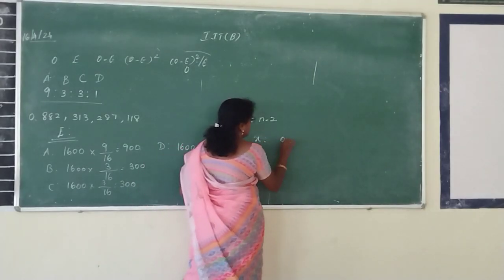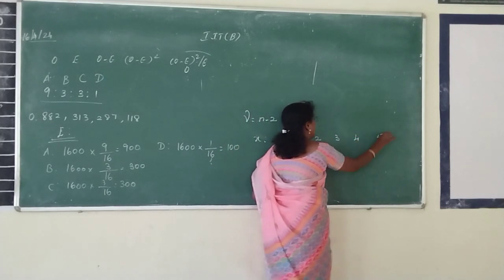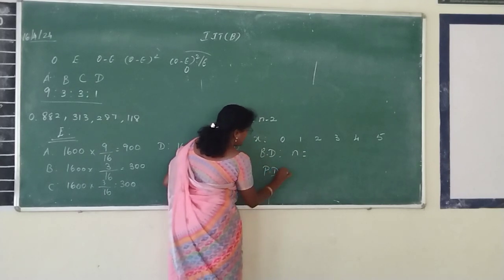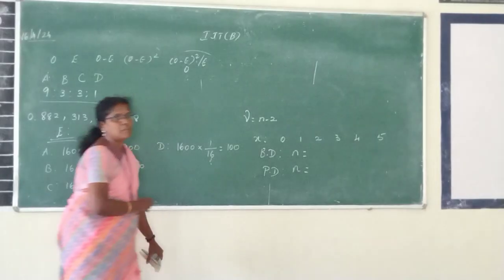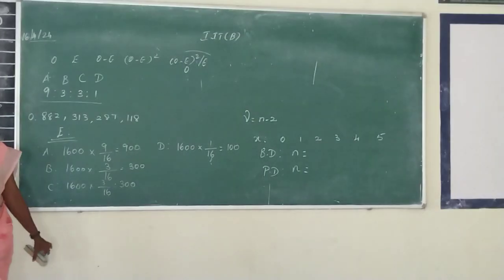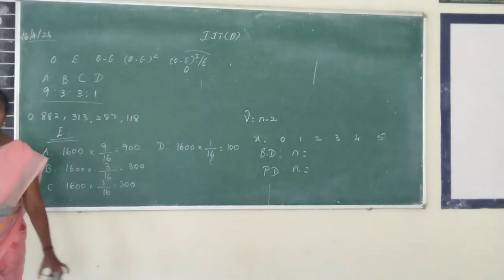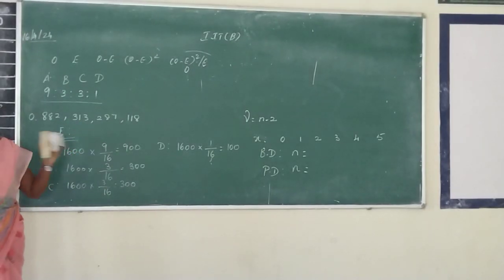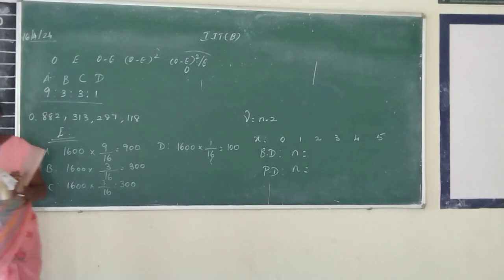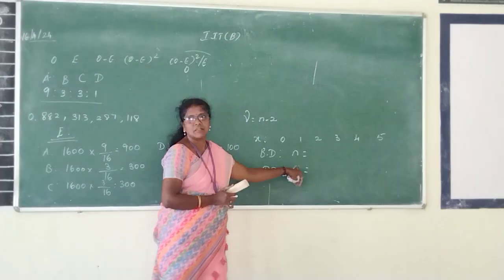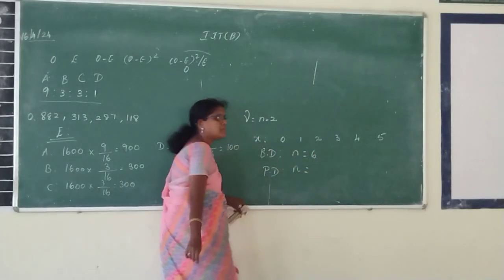I already discussed this point in Unit 2. Again I will take it out. So I will give these values for x values. For binomial distribution, what is the n value? I am not asking about degrees of freedom. I am asking you to calculate only the n value. The n value will be 6 for binomial. Now Poisson distribution.